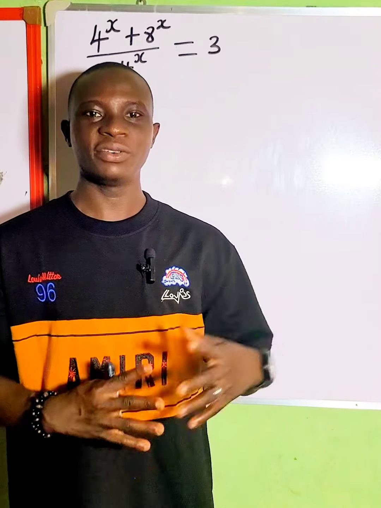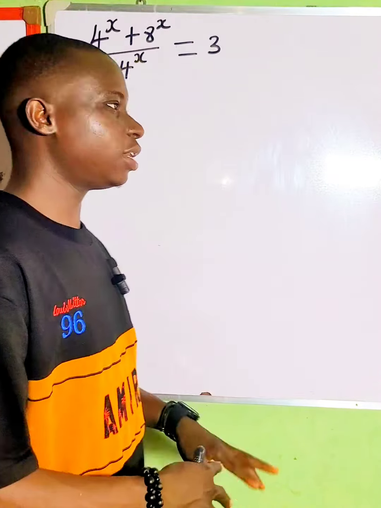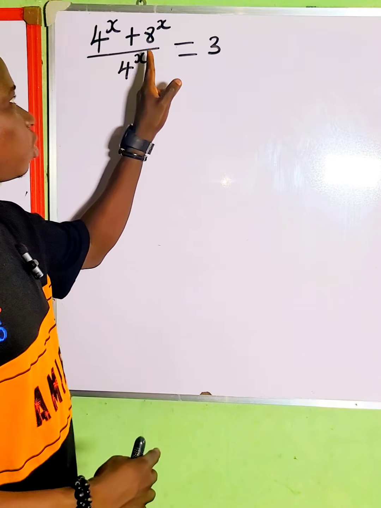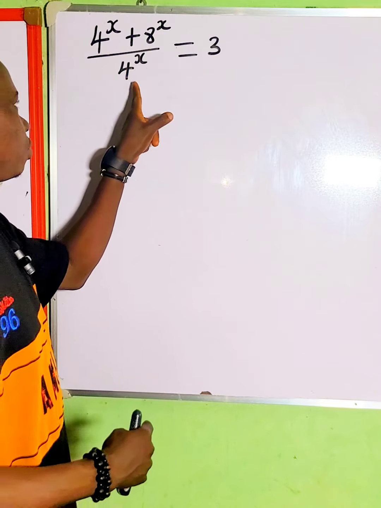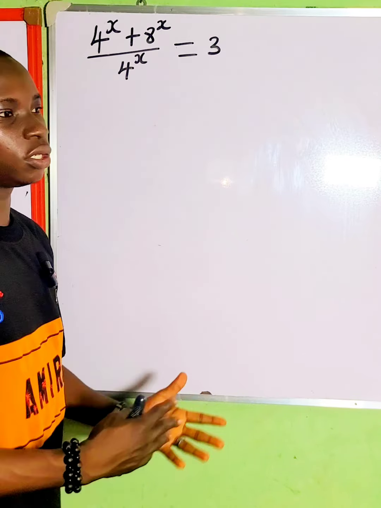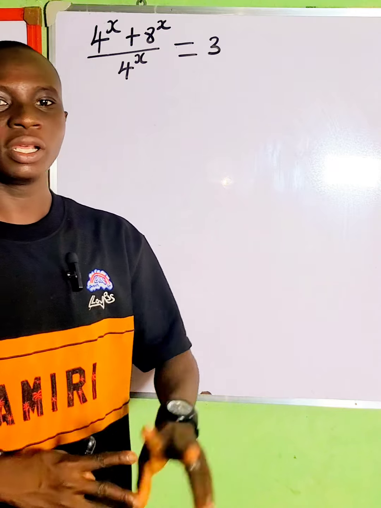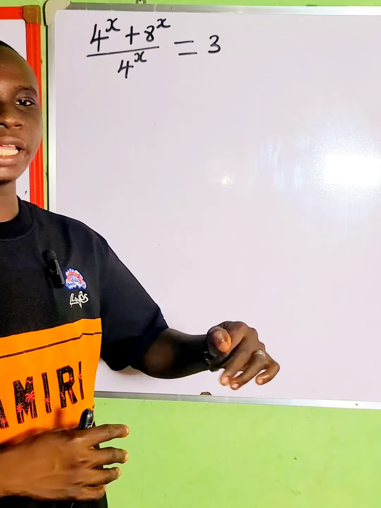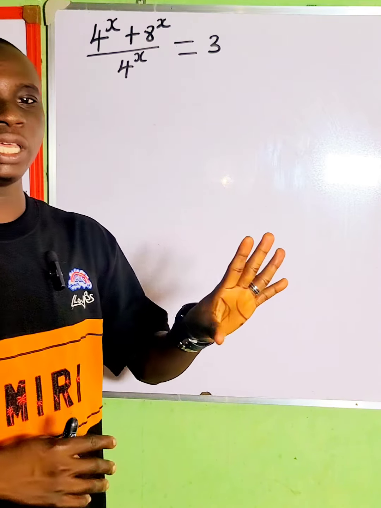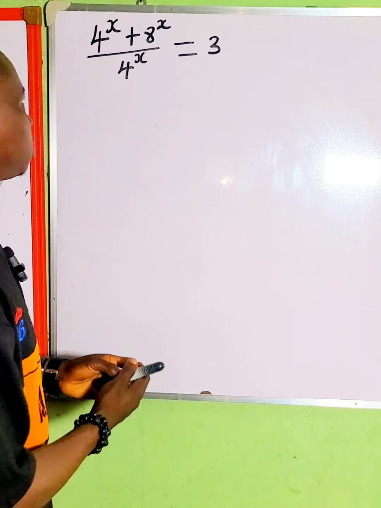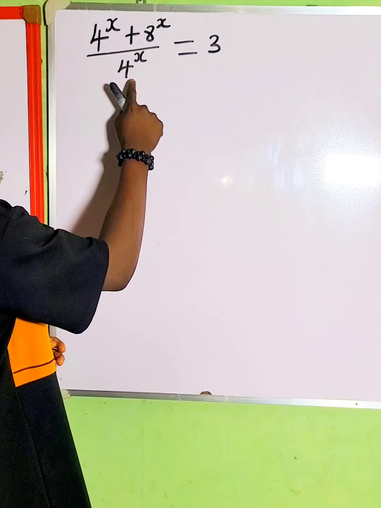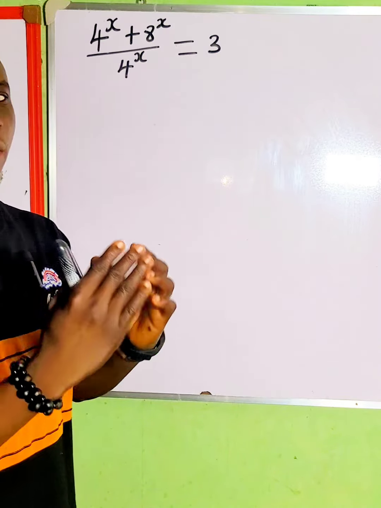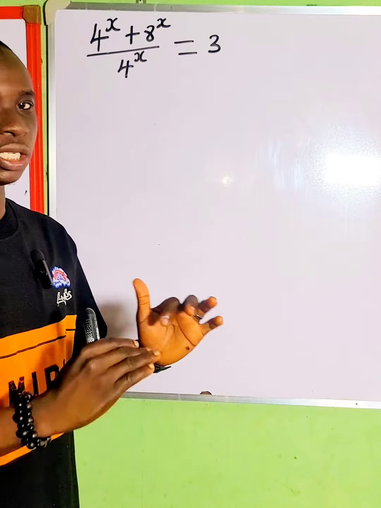We're going to solve for the value of x from this equation. We're given that 4 raised to the power of x plus 8 to the power of x over 4 to the power of x is equal to 3. To solve for the value of x from this equation, the first thing we need to do is to write all the terms on the left hand side in their lowest base. As you can see, the bases are 4, 8, and 4. So these three terms, we can write them in base 2. This is the lowest base.